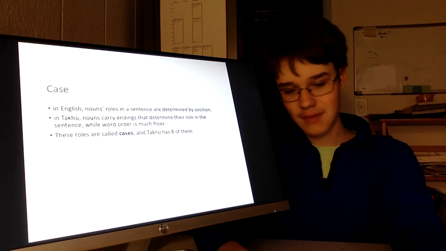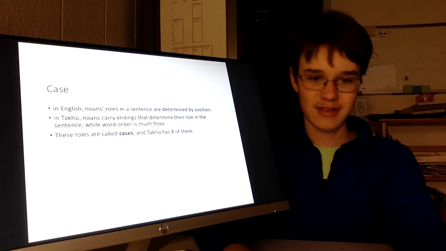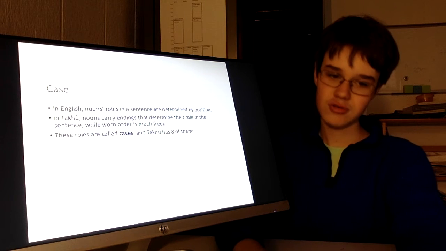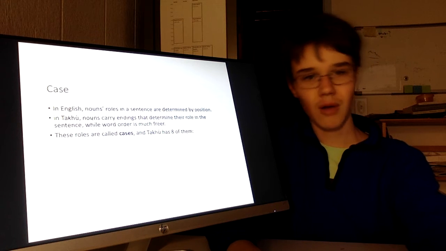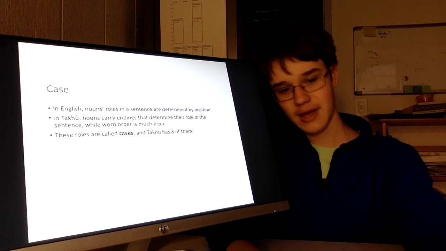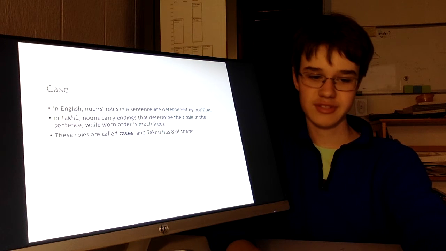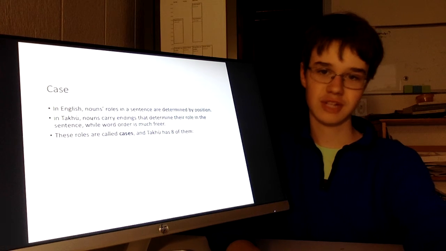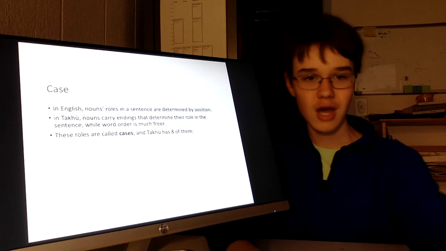And I mean, that's not always the case. We do mark possession with apostrophe s, and with pronouns we indicate subject or object. But in Takhù, nouns carry endings that determine their role in the sentence, while word order is much freer. And in English, we really only differentiate between subject, object, and possessor. Subject being the doer, the action, object its receiver, and possessor the thing that owns whatever we're talking about.